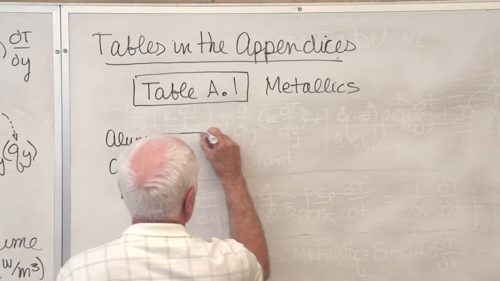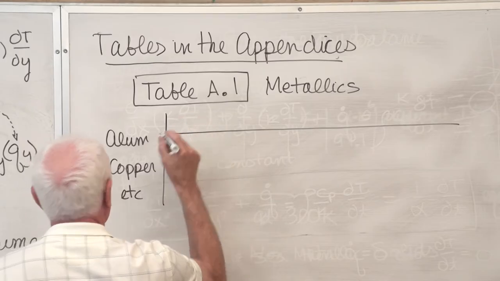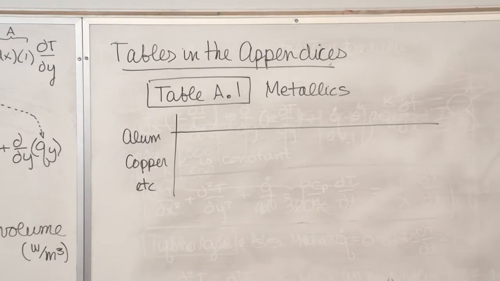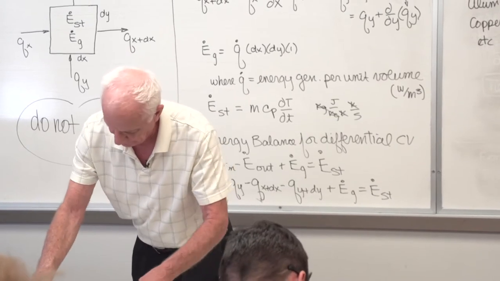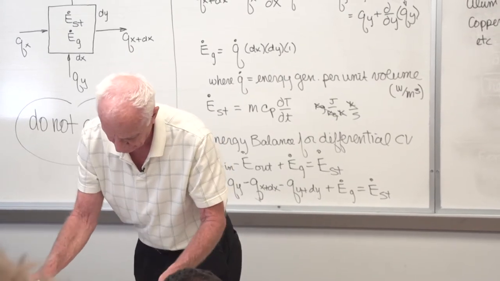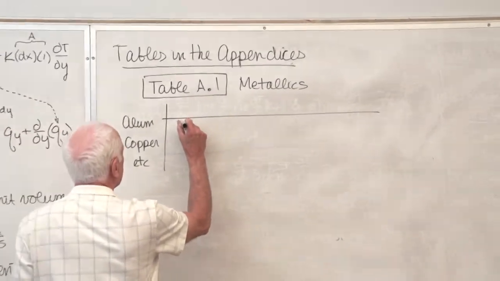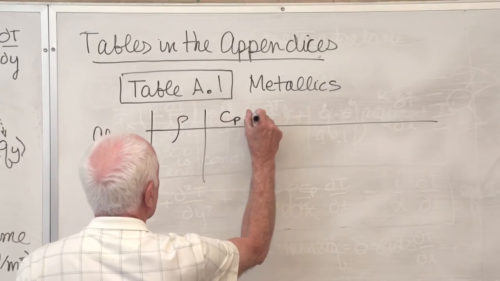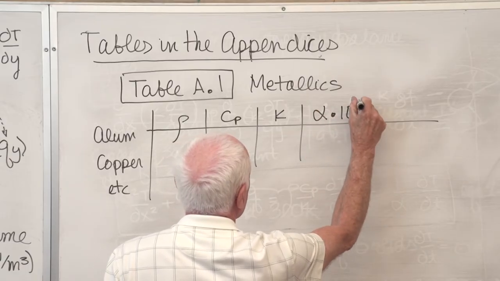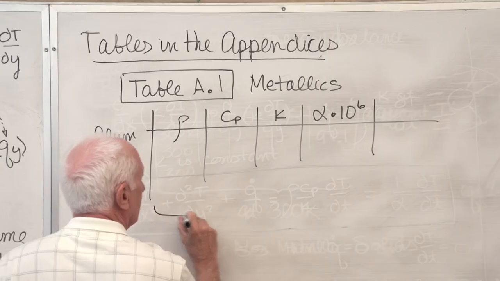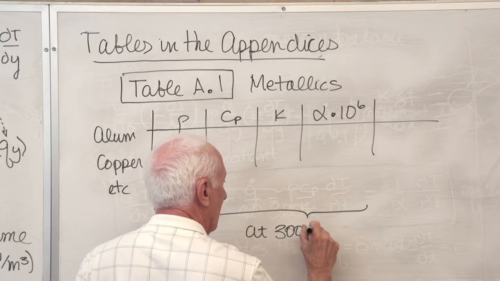The table is arranged, first of all, it has, I think the density, let me double check the back of the book and make sure I get these right. Here we are. Yeah, rho, C sub P, K, and alpha. All these are at 300 K, typical ambient temperature.